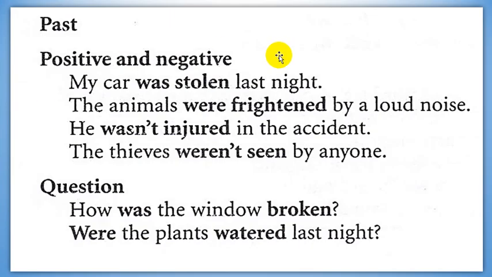Now in the past كنا نخلي إما was أو were حسب الفاعل. My car was — steal, stole, stolen. My car was stolen last night. The animals were frightened by a loud noise. The thieves weren't seen by anyone. النفي يكون قلنا للـ was أو were.